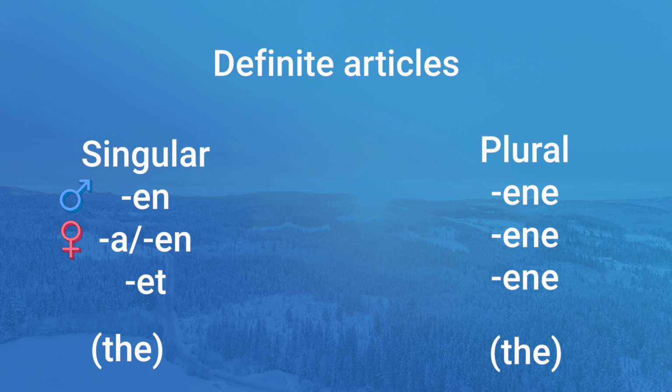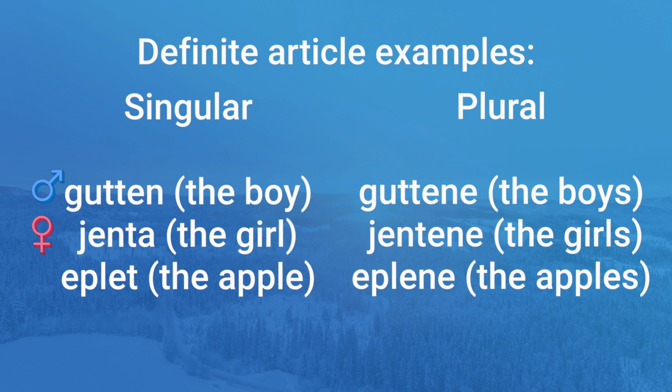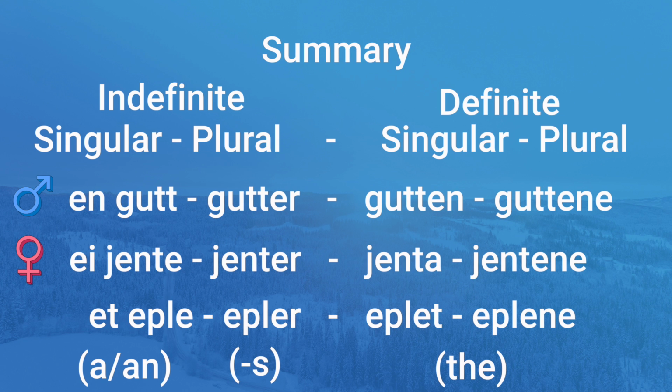But here we can see with the female, once again, you have a choice between a female version, which is just an a at the ending, or the male version, which is en. And we can also note that all of the genders have the same ending in plural, which is awesome. Examples of these definite articles are gutten, jenta, eplet, guttene, jentene, eplene. Notice that the t in eplet is silent, and this is actually the case for every single neutral gendered noun in the definite article.